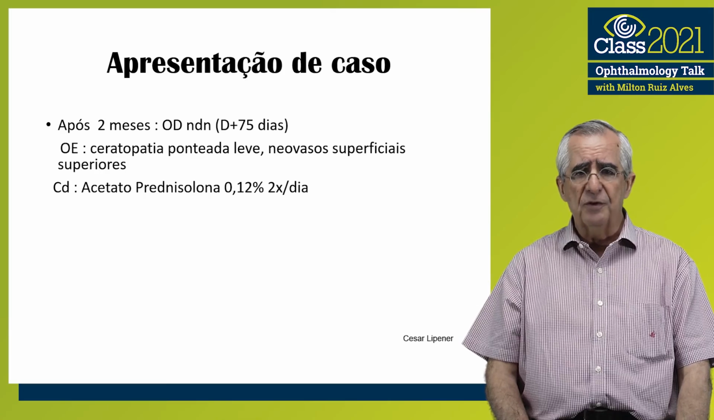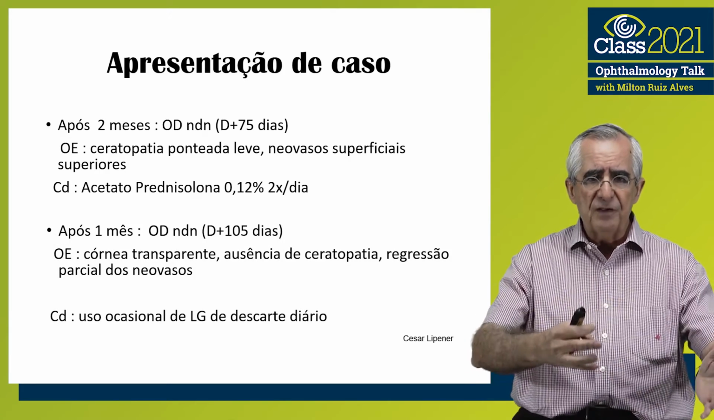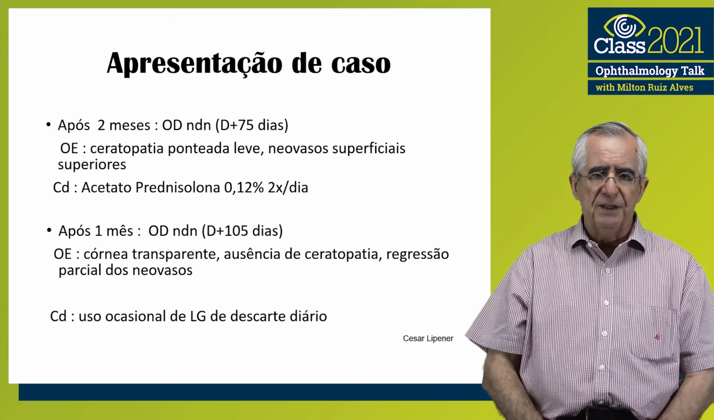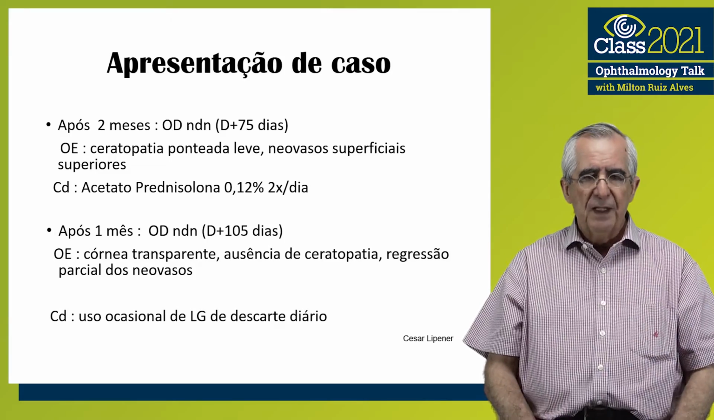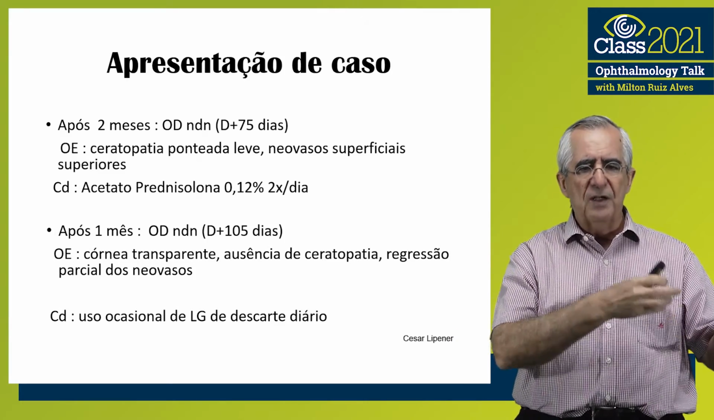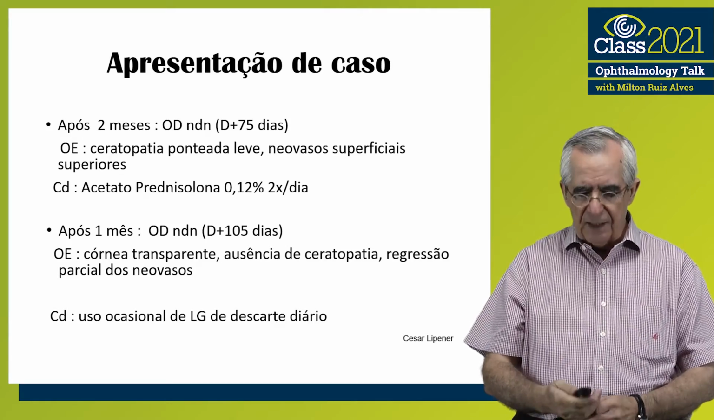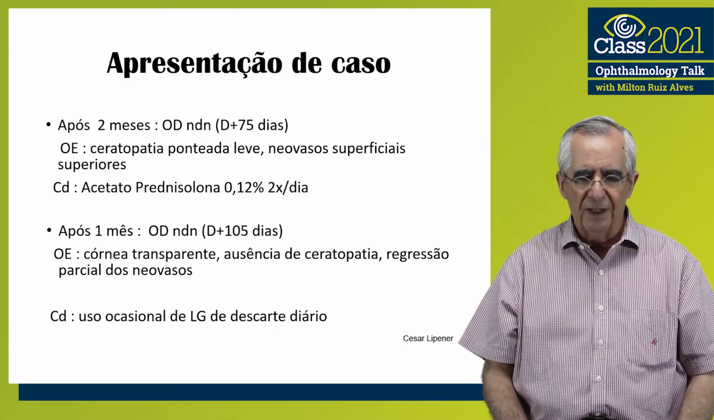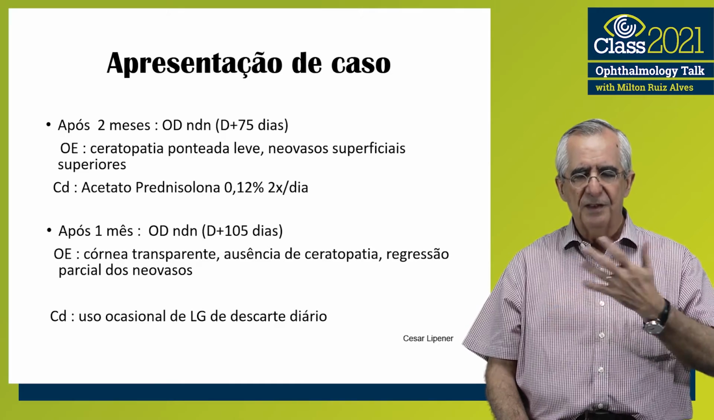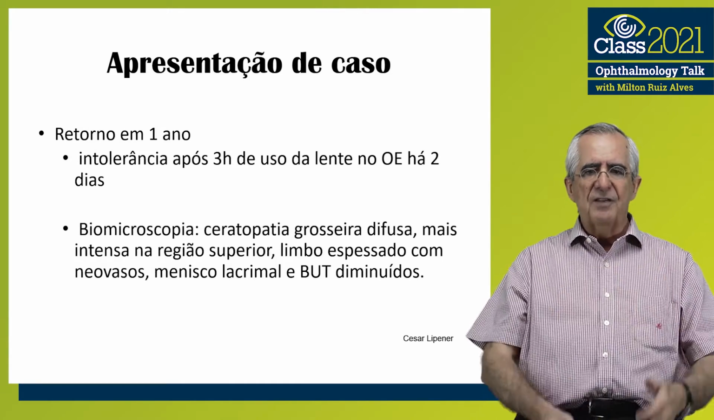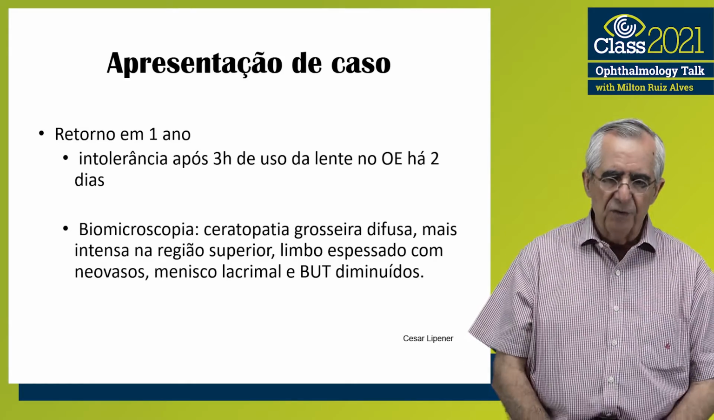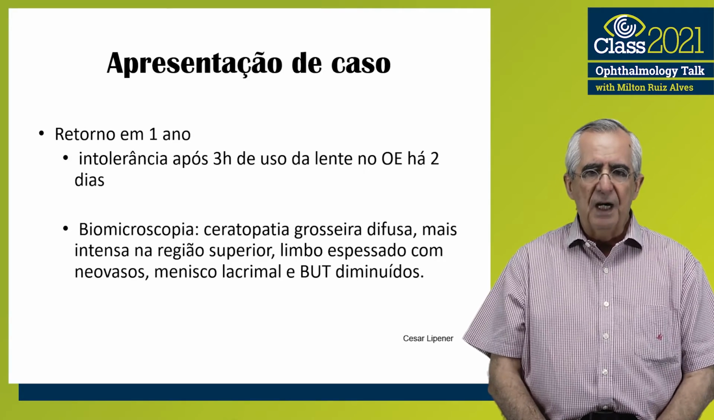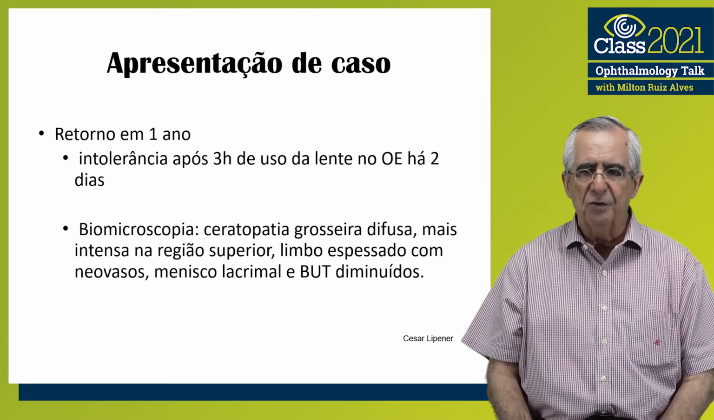After another month, at D plus 105 days, the cornea was transparent, with absence of keratopathy and partial regression of the neovessels, so the occasional use of the daily discard soft lens was allowed. Of course, patients who have a high refractive error do not always follow our indications in these cases. This patient returned after 1 year, again using a soft contact lens with a scheduled 30-day change, presenting intolerance after 3 hours of lens use in the left eye for 2 days.